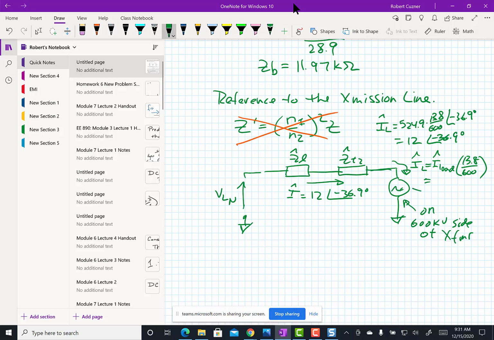The only thing here is, what's this voltage? It's the voltage that was on the 600 kV side of the transformer. We know that the voltage at the load was 13.2 kV. That's our reference point, our 0 reference point, because the power factor is defined at that point. And then I'm going to multiply this times 600 over 13.8 and divide by square root of 3.